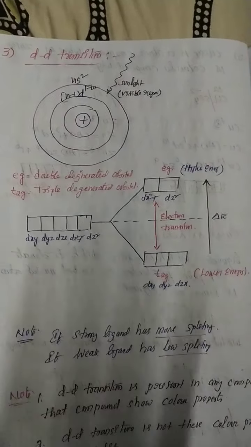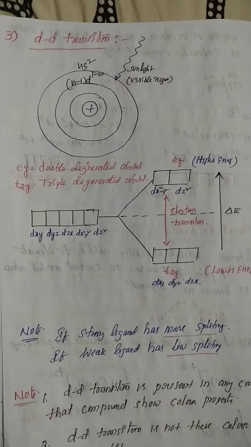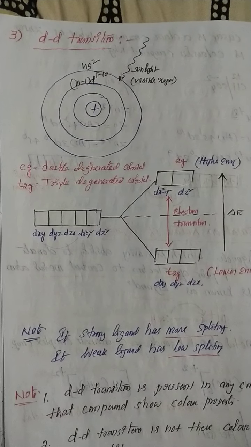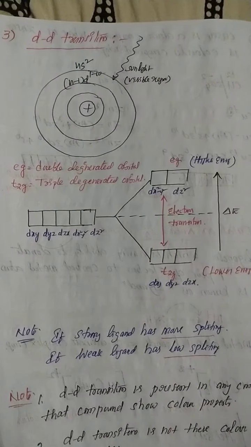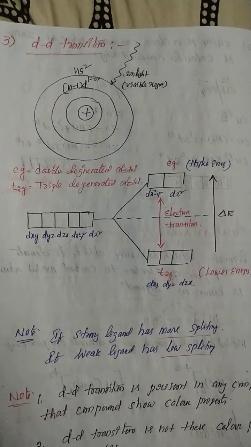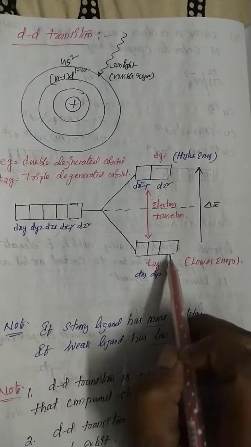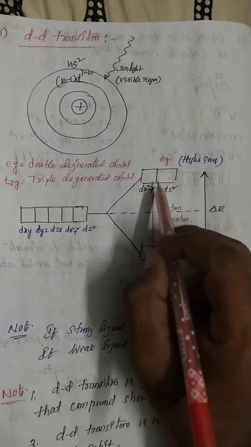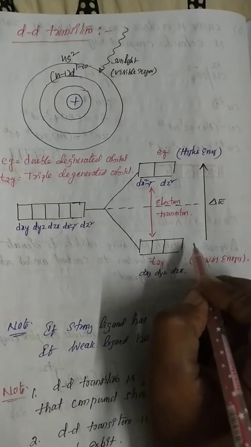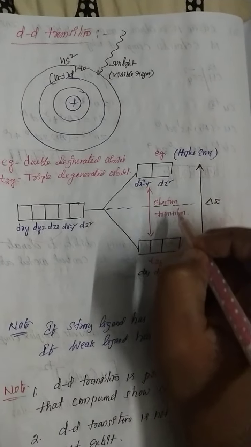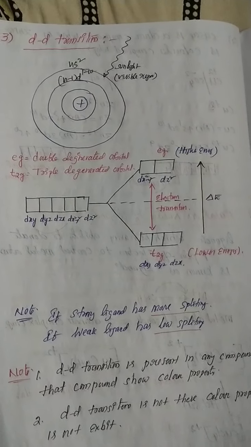Understood, my dear students? So d-d transition means if any one of the compounds has unpaired electrons in the d orbital, after receiving the sunlight, the unpaired electrons are split into two levels, that is called the EG level and the T2G level. So here the electron transition is possible, d-d transition is possible. This is the d orbital, this is the d orbital. D-d transition is possible means definitely that compound can exhibit the color property.